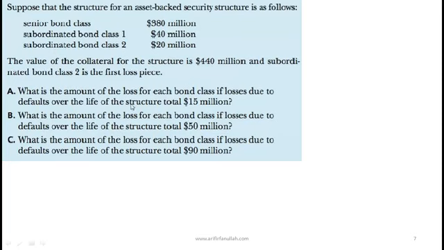Are we worried about prepayment risk or credit risk here? Credit risk. What is the amount to each if the loss due to defaults over the life of the structure is 15 million? What's the loss to the senior bond class? What about to bond class 1? So none, so the entire loss is to bond class 2.